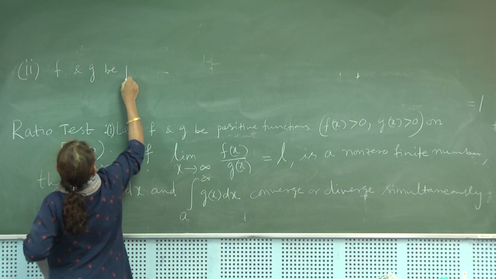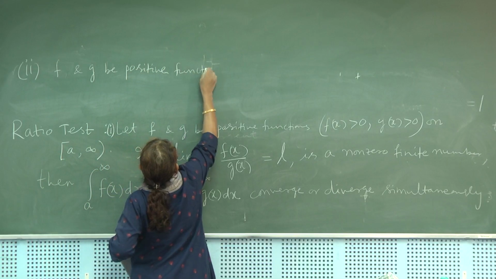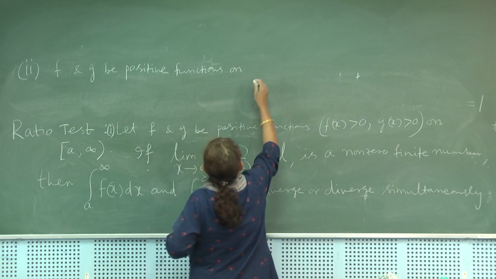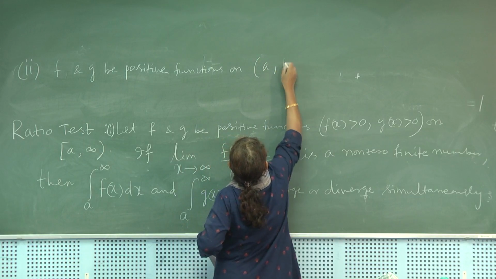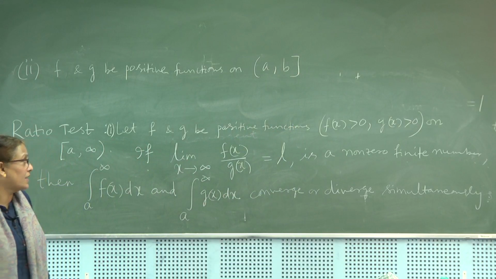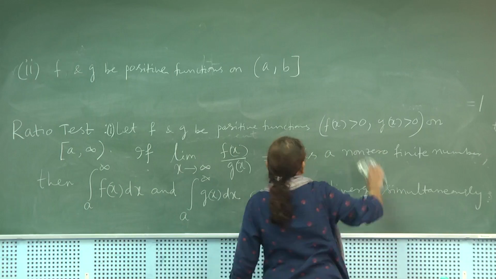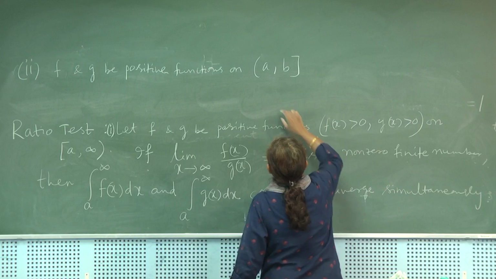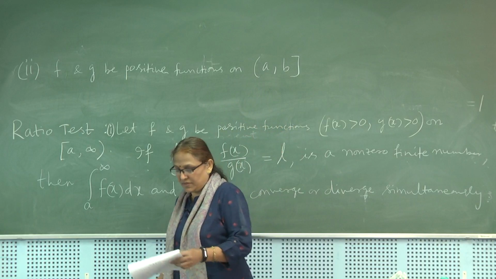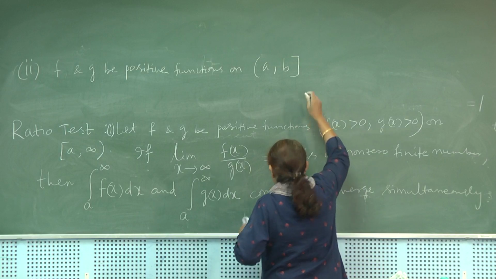So, here we consider f and g be positive functions on this interval (a, b], where a is open and b is closed. Basically, here we are considering that the functions f and g are unbounded at this point a, both of them, positive functions on (a, b].